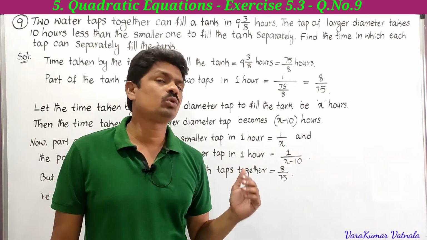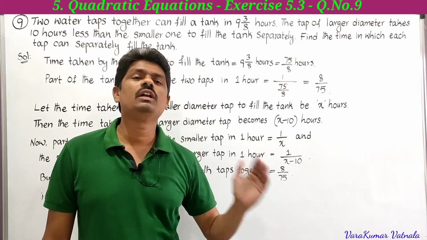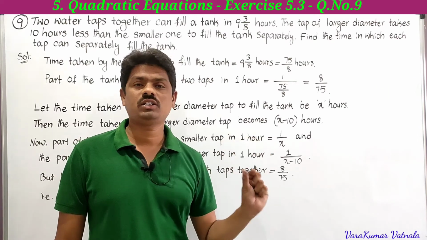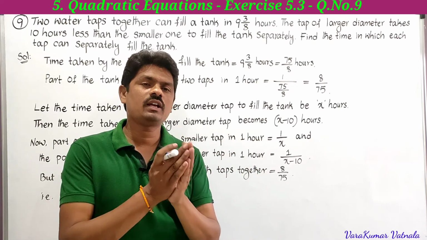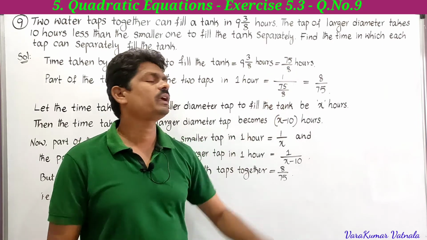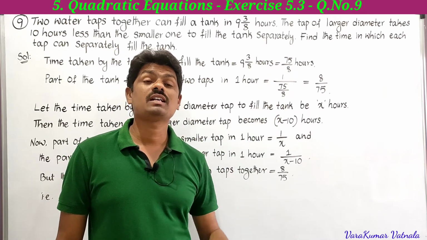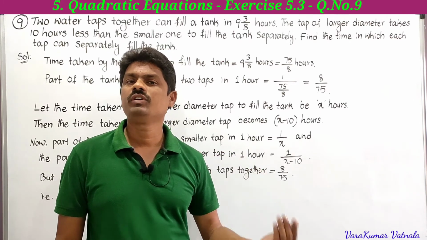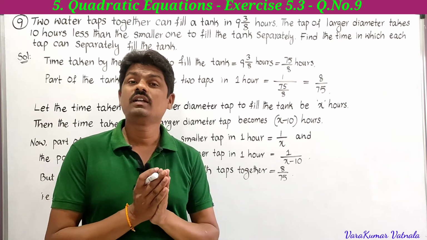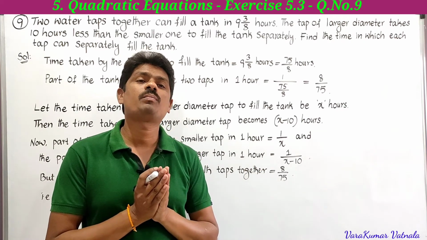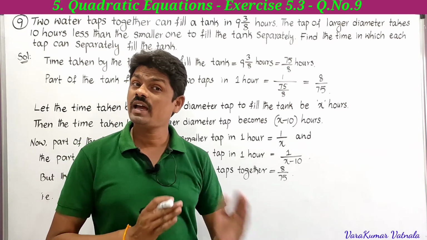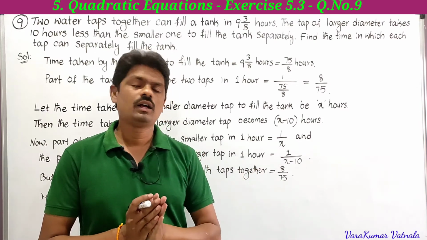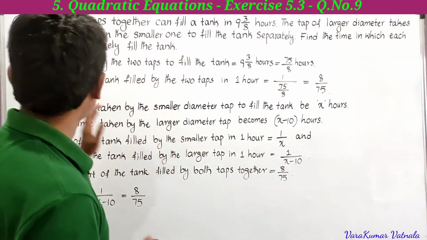So there are 2 taps here, and they have to fill a tank. One tap is of smaller diameter and the other is of larger diameter. Both together can fill it in 9 and 3/8 hours, he is saying. He is asking us to find how much time each takes separately to fill the tank. Also he has given that the larger diameter tap takes 10 hours less than the time taken by the smaller one to fill the tank. See here how can we do it.